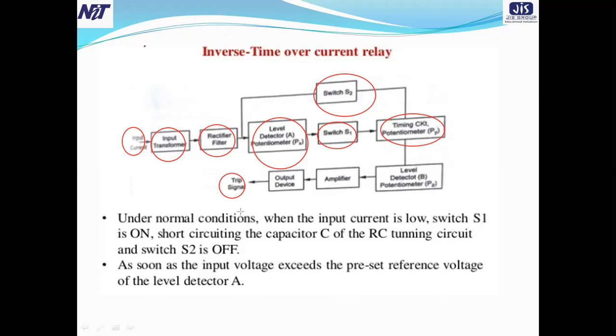Now, under normal condition, when the input current is low, switch S1 is on, short circuiting the capacitor C of the RC timing circuit, and switch S2 is off. If this one is off, this one is on. As soon as the input voltage crosses the limit, the preset reference voltage of the level detector A, what will happen?